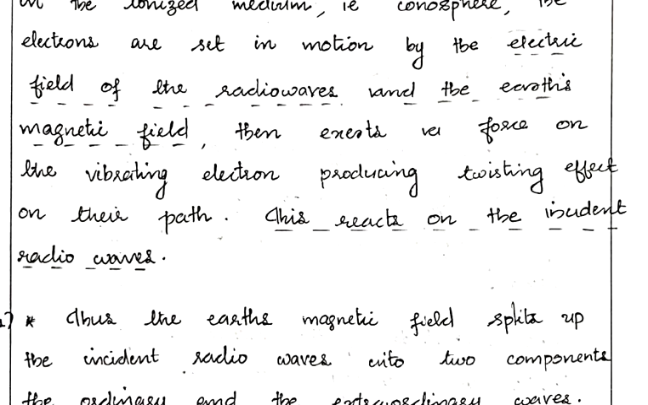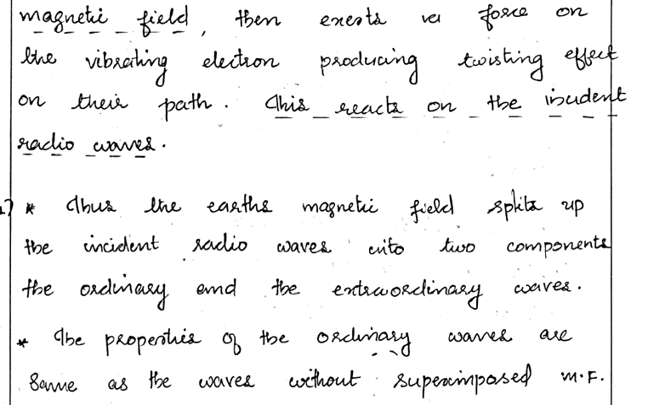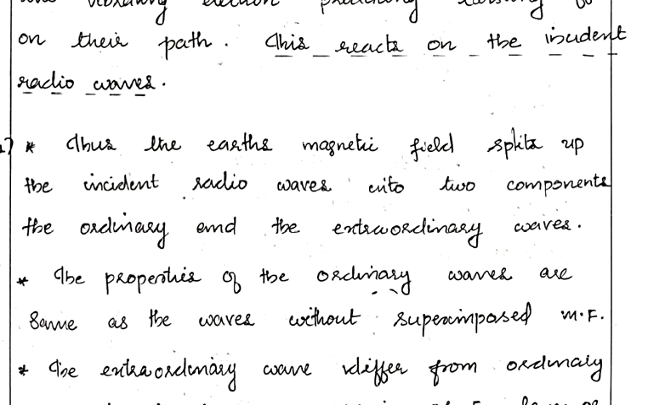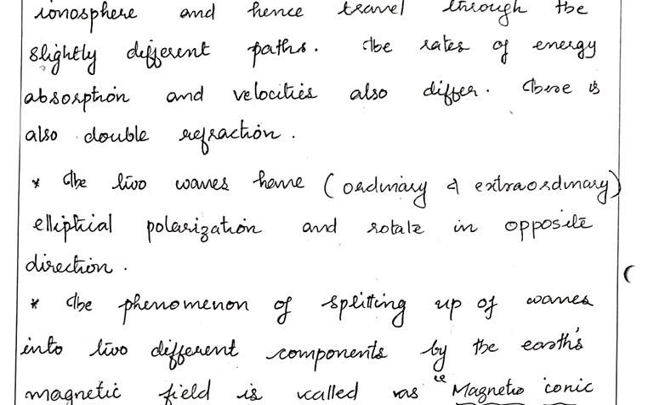Thus, the Earth's magnetic field and the electric field of the radio waves split the incident waves into two components: the ordinary wave and the extraordinary wave. The properties of the ordinary wave are the same as a wave without a superimposed magnetic field, and the extraordinary wave differs from the ordinary wave only in the upper region of the F2 layer or F layers. The first point is that, due to the effect of the magnetic field and the electric field, the ionospheric electrons get a twisting effect, and the incident waves split into ordinary waves and extraordinary waves. That is the first point, the splitting of incident radio waves.